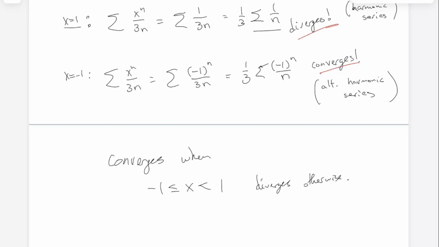All right, there's kind of a lot of details to work through at the end. The basic idea is the ratio test, and then there's some other random stuff at the end.